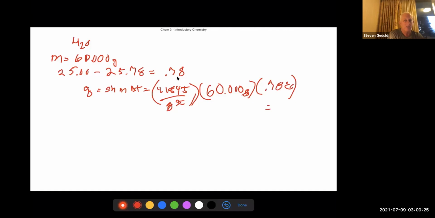So the Q value for water is going to be 4.184 times 60 times 0.78, which is 195. And where are we at? How many significant digits do we have? Well, with the water, it's 195.8. Okay, and that gives us joules.